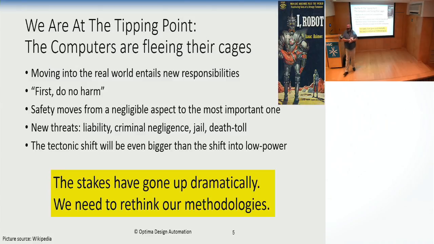We have someone dead. The importance of safety is no longer the probability of the money in the bank being erased. It's the probability of people dying. So the notion of first do no harm becomes dramatically more important now. It's no longer just some aspect that you want to include in your designs. It is the critical thing.